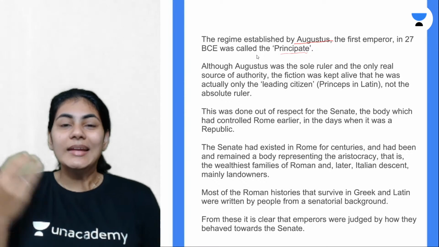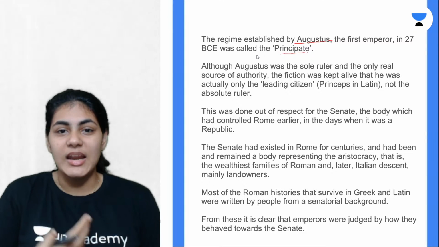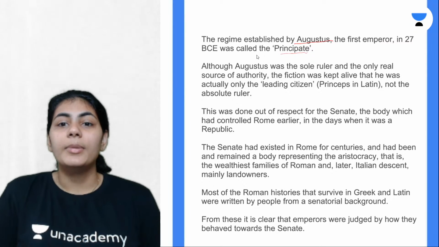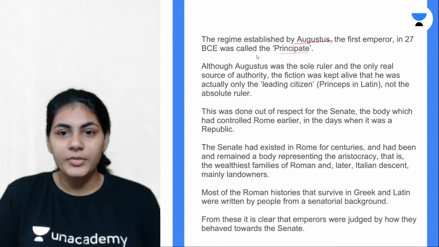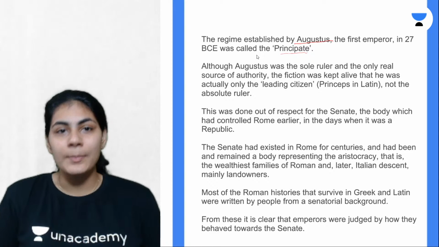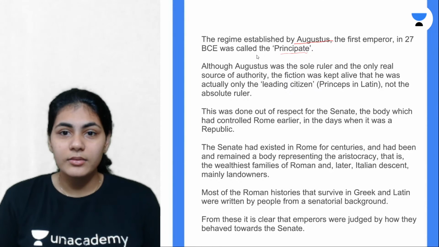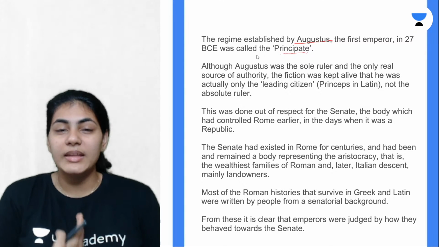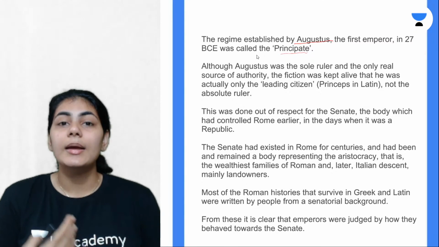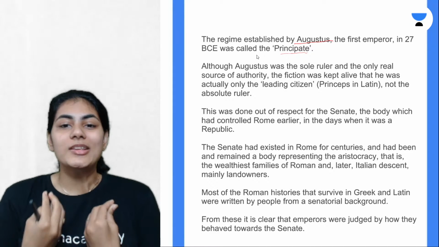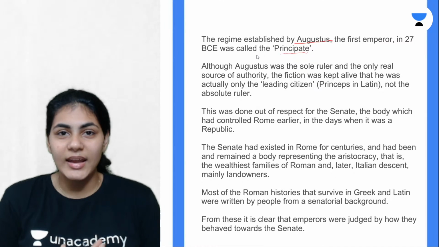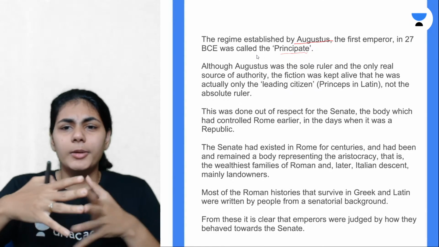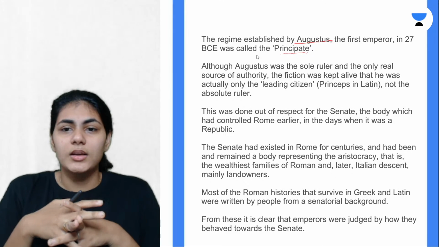But he did not want to call himself an absolute ruler. In fact, he wanted to call himself a leading citizen, which is called princeps in Latin. And why did he do that? He did not want to call himself a ruler, but a leading citizen, because he had so much respect for the Senate. Again, what is the Senate?